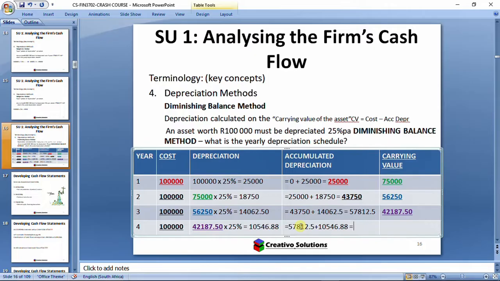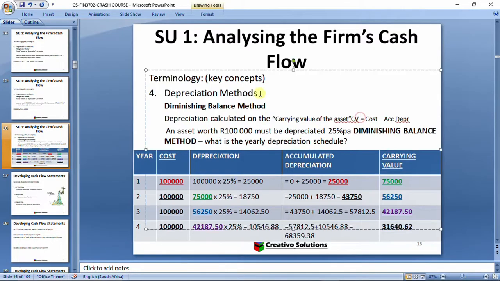Okay, let's see what I get. Adding it up. 57,812.5. I'm getting 68,359.38. Yes. Okay. And then just to subtract. All right. Last answer. 31,640.6362. Okay. Yes. Happy. Yes.